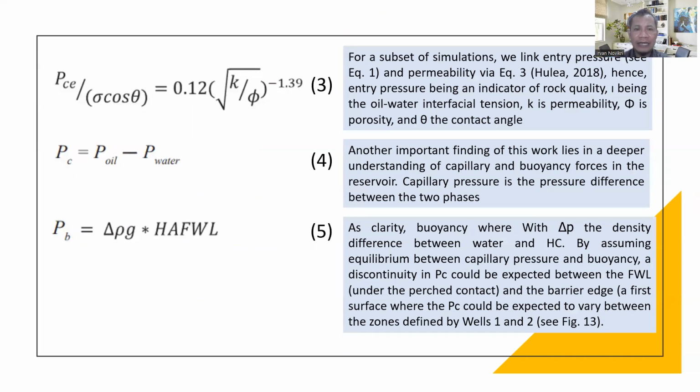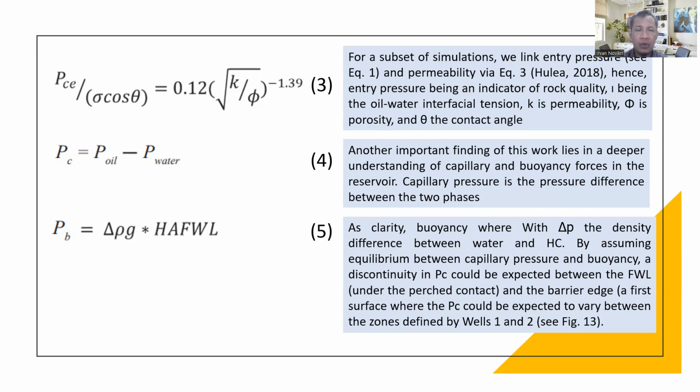So now we look at a series of equations. Equation number 3: to ensure the perching is not limited by migrating hydrocarbon and formation thickness, relatively high amounts of hydrocarbon are injected in a subset of simulations. The entry pressure, which indicates rock quality, is linked to the permeability using an equation that involves oil-water interfacial tension, permeability, porosity, and contact angle.